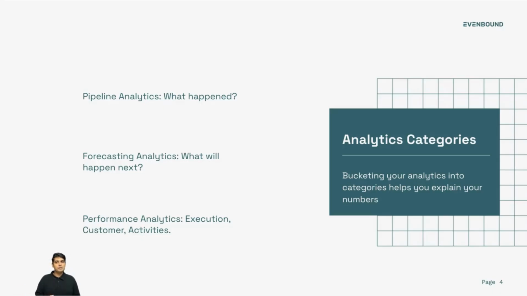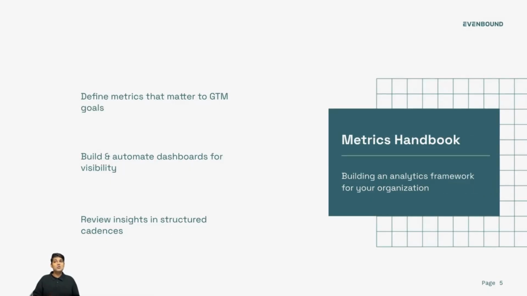Here's the key principle though. Each analytics category answers a specific business question. Don't build reports, answer questions. Now let's talk about how to operationalize these analytics categories in your organization. Number one, document everything in an analytics handbook. It could be our analytics Bible as well. This is your single source of truth for what you measure and why you measure it.